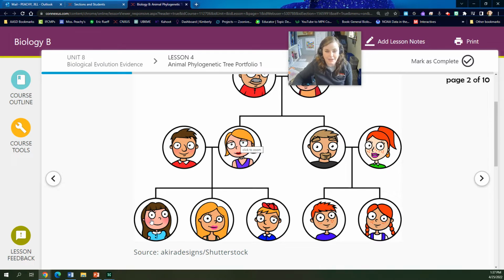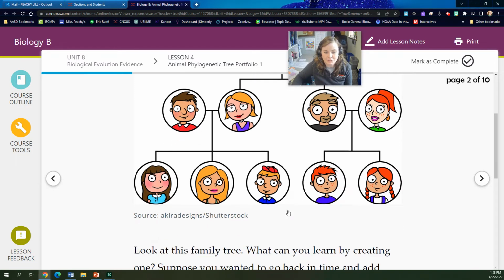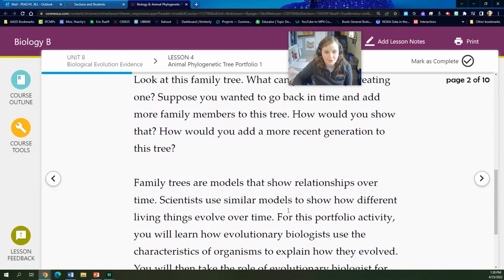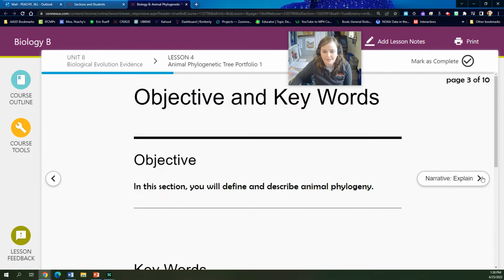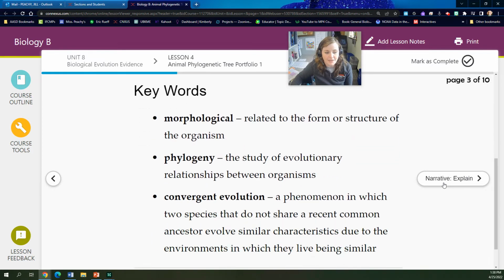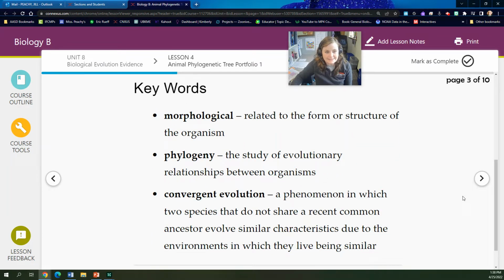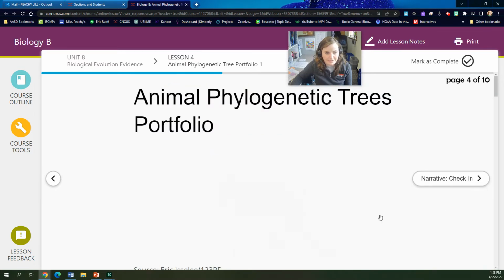So again, we're looking at an observable characteristic, which we call a derived characteristic, and how that characteristic is passed on to a different generation. We can add more generations to this. We can go beyond it, add cousins and aunts and uncles and things like that to make this even bigger, and that gives us more information. Some words we're going to see in this section are morphological, phylogeny, convergent, evolution.